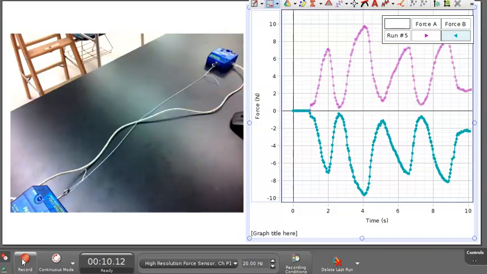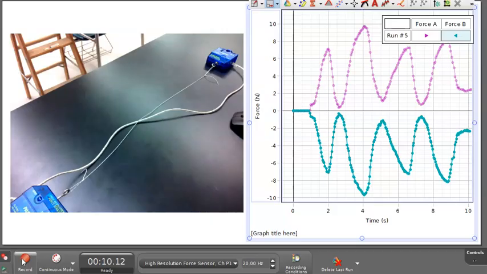Question 3-4. Based on the readings of the two force probes, when you pull on one end of the string, is the force transmitted undiminished down to the other end? And the answer is yes, it is. Question 3-5, did the string stretch? It may have, but not anything that we could see.